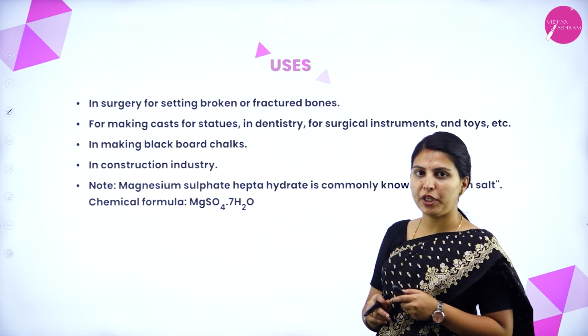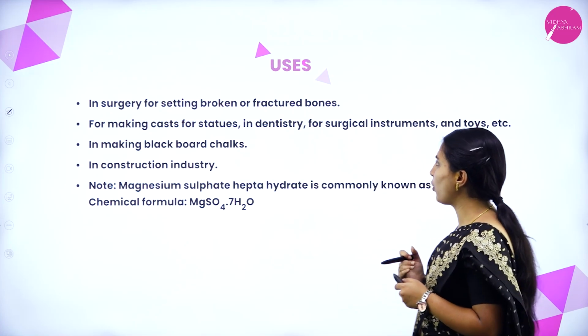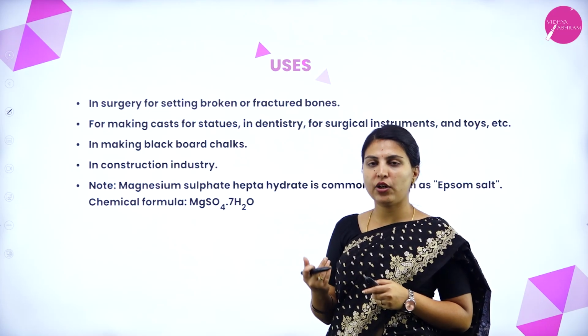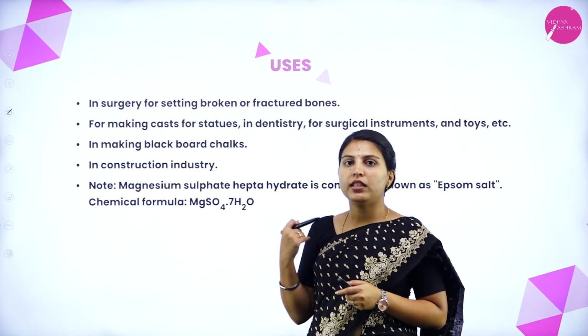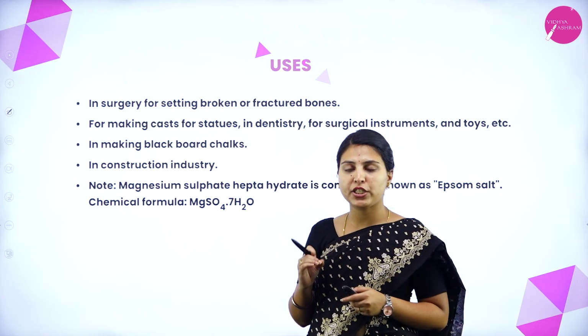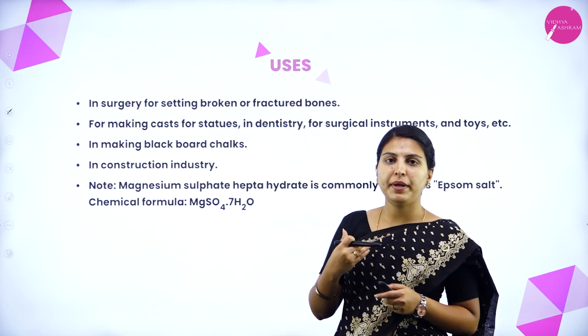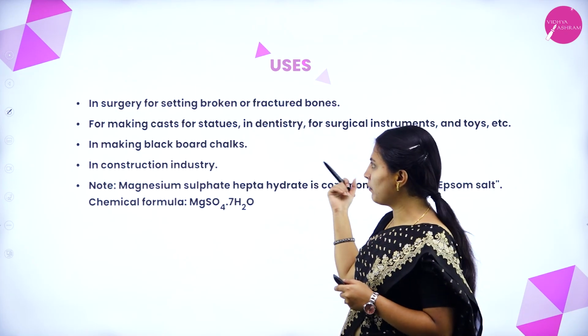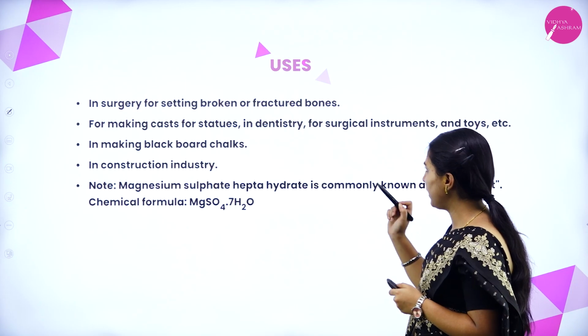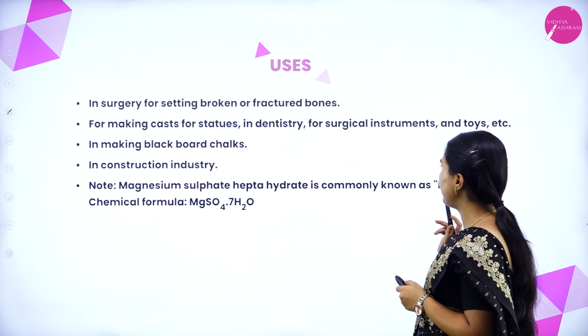Next, uses of POP: in surgery for setting broken or fractured bones. Whenever you have met with an accident or fallen down somewhere, the doctor will say there is some ligament tear or a slightly fractured bone. That time, that white cement they put on is nothing but POP. It is also used for making casts for statues, in dentistry, for surgical instruments and toys, etc.